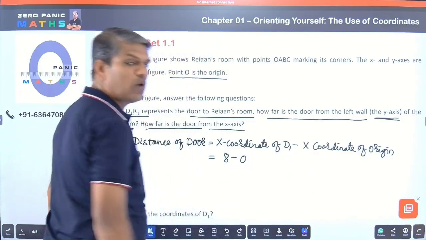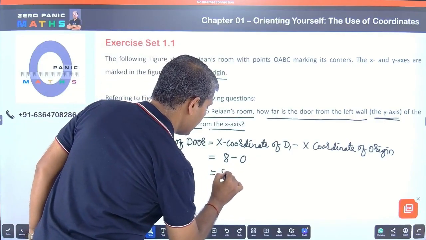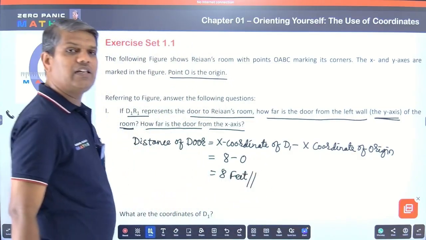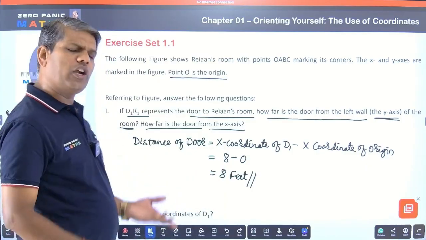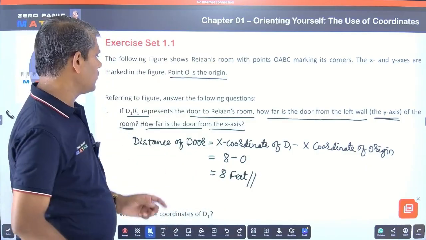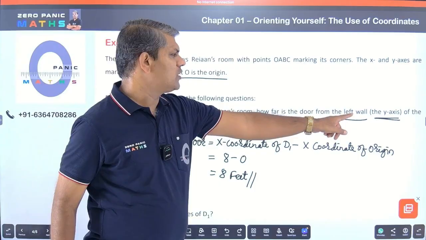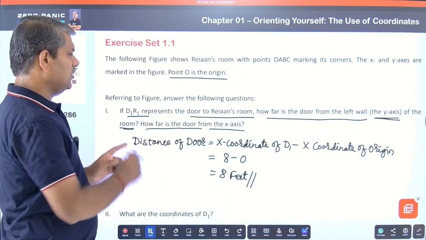Origins x and y coordinate both are zeros, so it is 8, and that is 8 feet. That is 8 feet because we have considered the scale as 1 feet is equal to 1 unit, or you can say 8 units also, that is also fine. Okay, so the answer to the first question is, from the left wall it is 8 feet wide towards the right side.